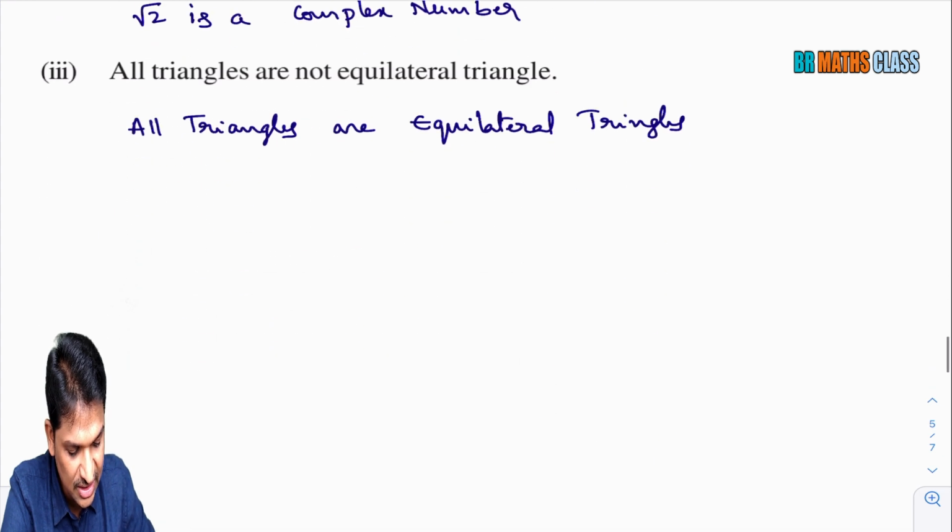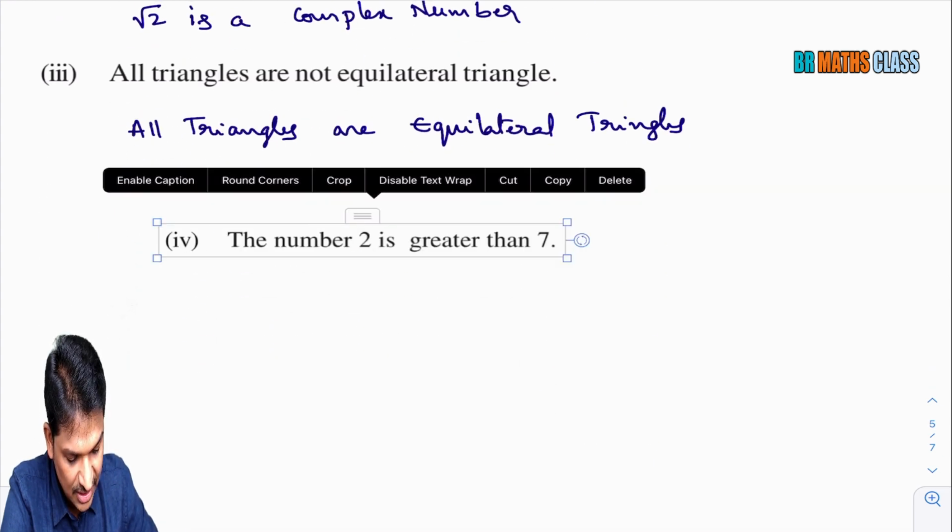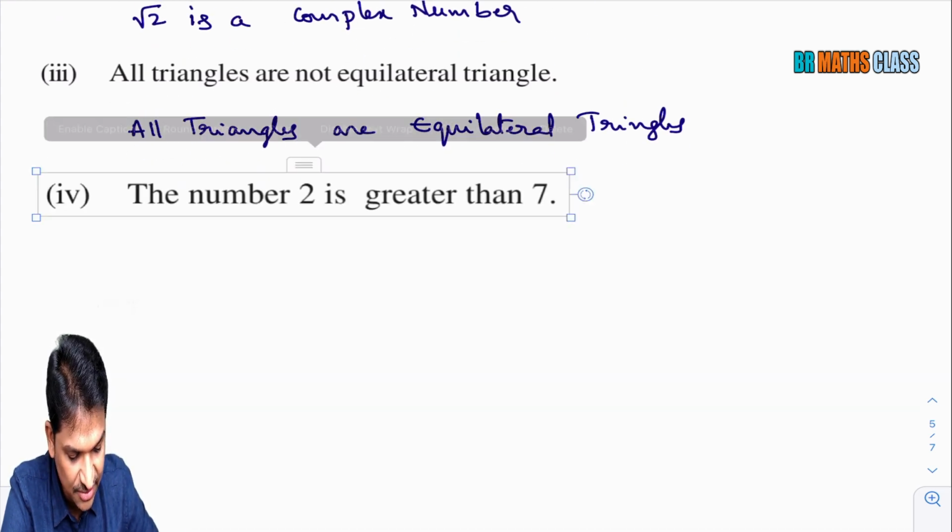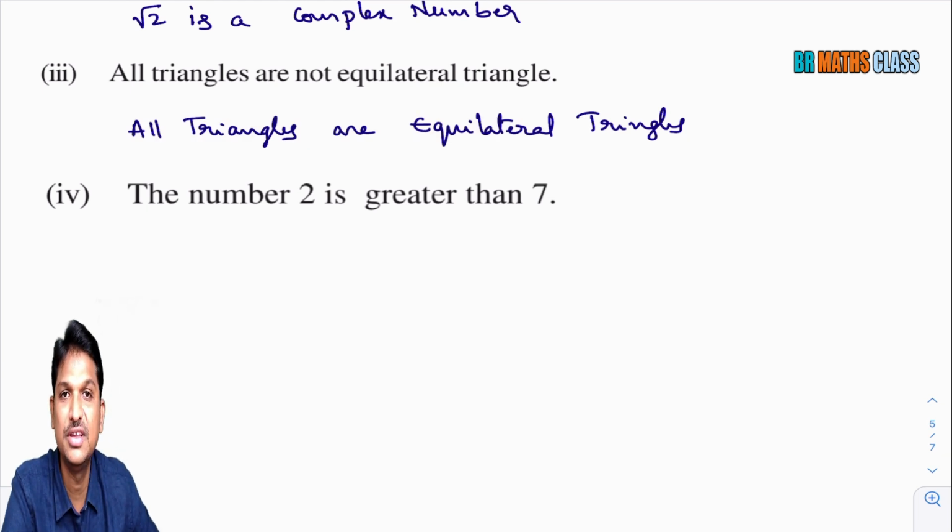The number 2 is greater than 7. What is the negation of this? You need to deny this statement. You need to refuse this statement. Simple method: the number 2 is not greater than 7.